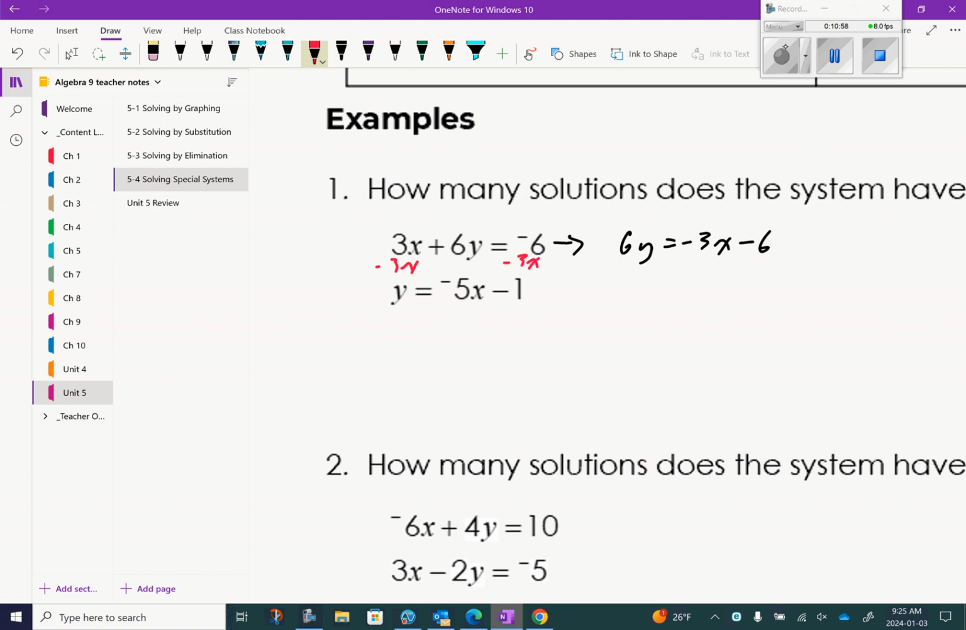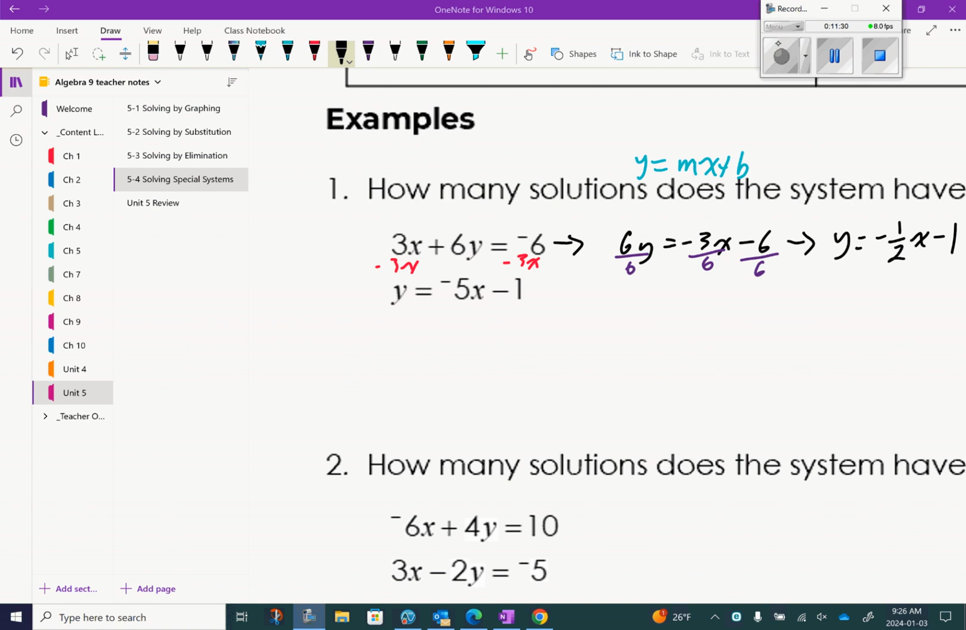So we get 6y equals negative 3x minus 6. Oh, be so very careful with those signs. And again, I'm trying to get it to look like y equals mx plus b. So that's why I'm always going to put the x term in front of the constant. But I don't want to know what 6y is. I want to know what y is. So now divide by 6.